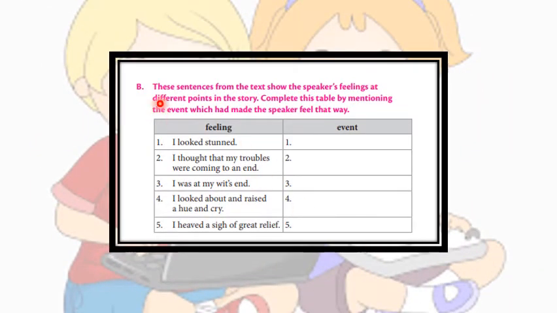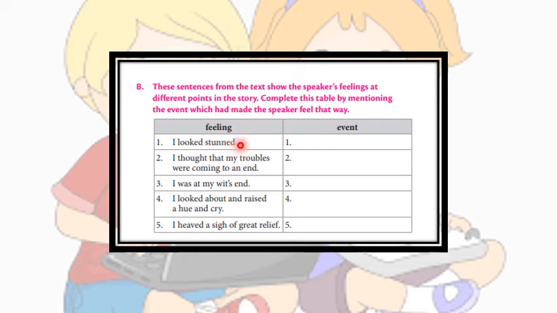Now, in this, what you have to do is, these sentences from the text show the speaker's feelings at different points in the story. Complete this table by mentioning the event which had made the speaker feel that way. Now, see, the feelings are given in this column. I look stunned. You have to write why was he stunned? What was the event when he became stunned? You have to write the event here.